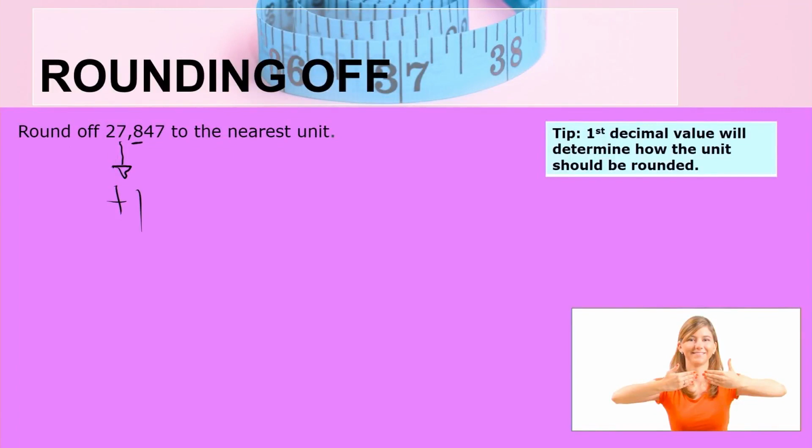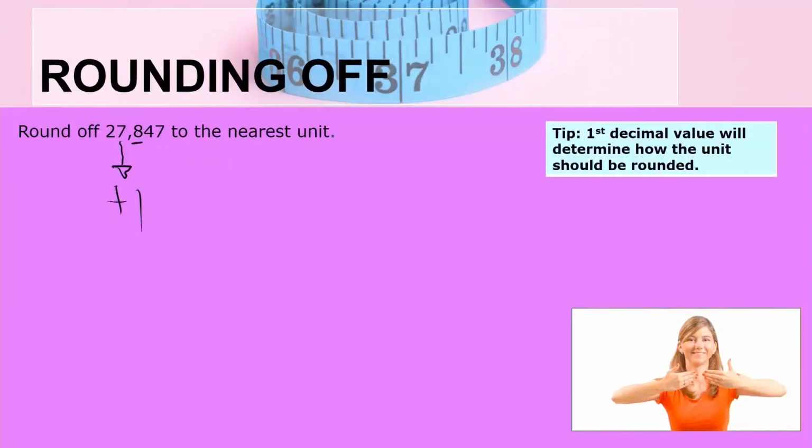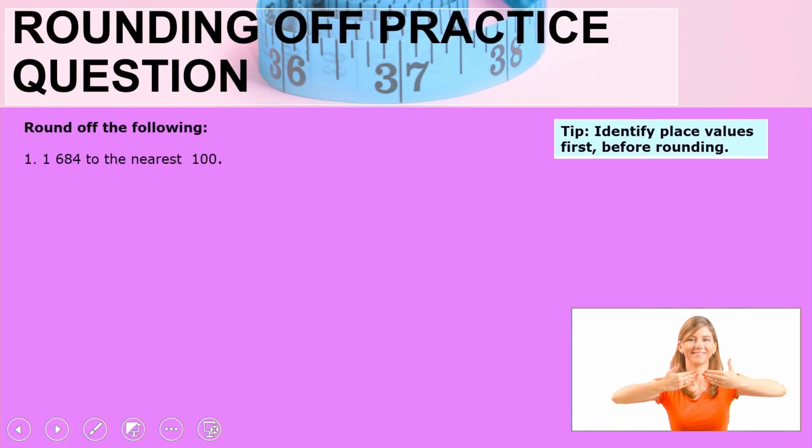And then as we add 1 to 7, we say we are adjusting it upwards. So if we adjust it upwards, therefore, the answer that we are having as we round off is going to be 28. I hope now you understand how to round off, even if you are having the decimal. So now let's move to the next question.